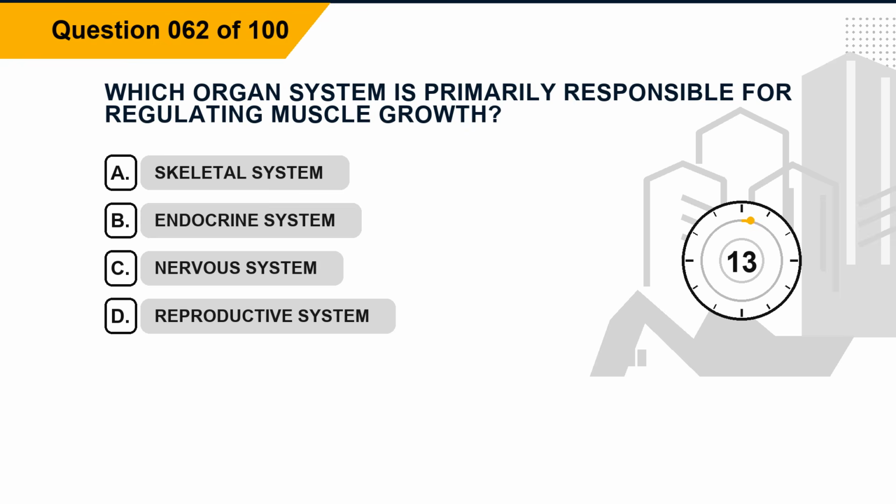Question 62. Which organ system is primarily responsible for regulating muscle growth? Option A, skeletal system. Option B, endocrine system.